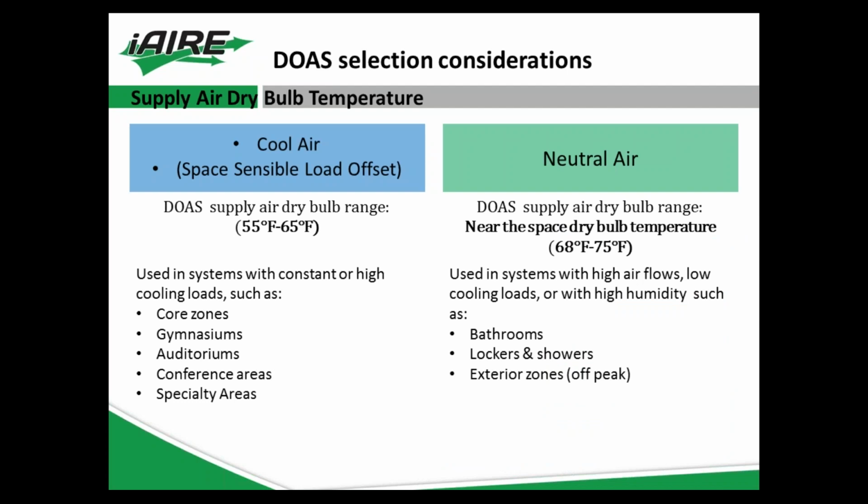So on the right is neutral air, which is generally used in systems with higher airflows, low cooling loads, or anything with high humidity. So I've got listed there bathrooms, lockers, and showers, or any exterior zones that are generally off-peak, so maybe they're not on a sun side of the building. Whereas if you want to supply cool air, or aka space sensible load offset for your DOAS system, you're going to see it's more of that dry bulb range of 55 to 65 instead of 65 to 75, and that's going to be used more in general with constant or high cooling load spaces. So it's more common to gymnasiums and auditoriums and spaces like that.